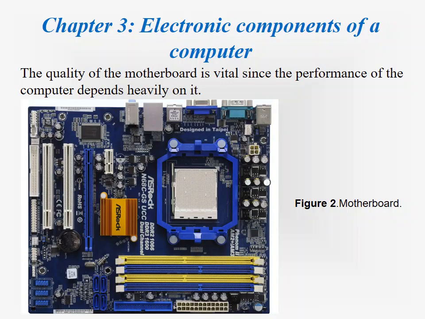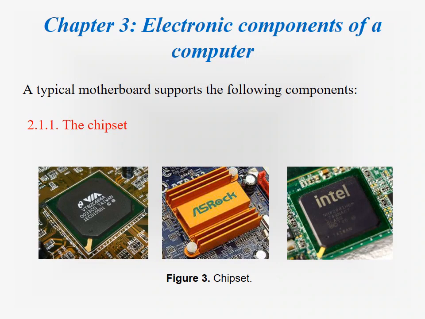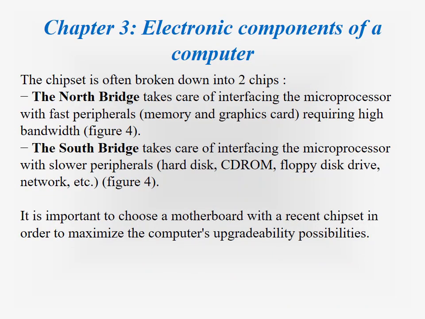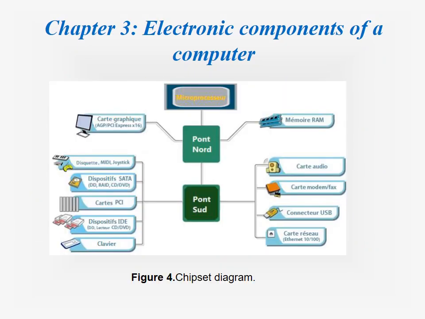The figure that you see is the motherboard. A typical motherboard supports the following components. The chipset is often broken down into two chips. The North Bridge takes care of interfacing the microprocessor with the fast peripherals, memory, and the graphics card. The South Bridge takes care of interfacing the microprocessor with slower peripherals like the hard disk, CD-ROM, and floppy disk drive.